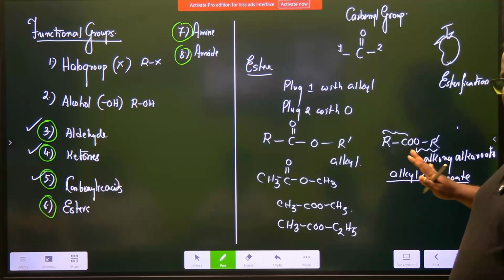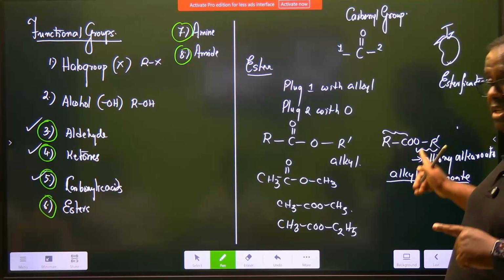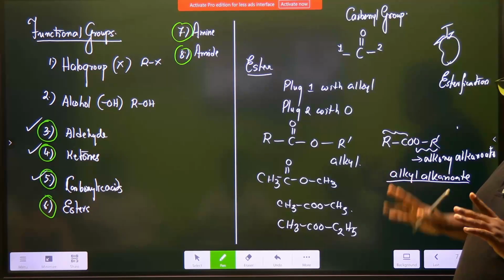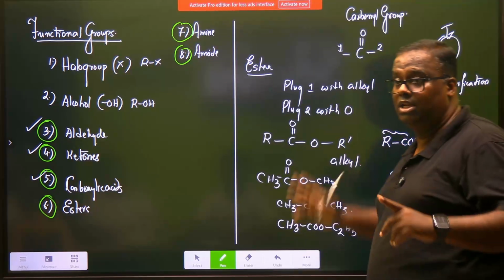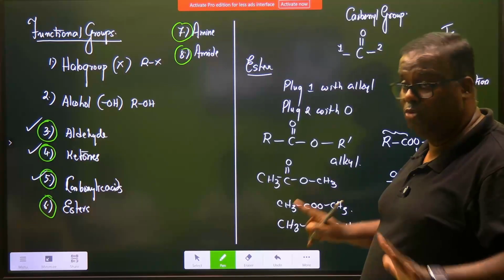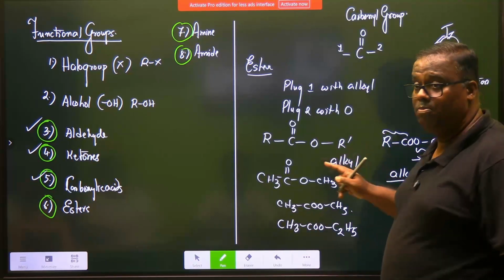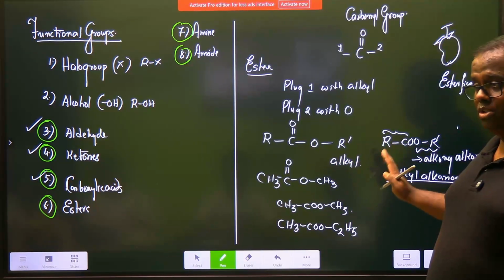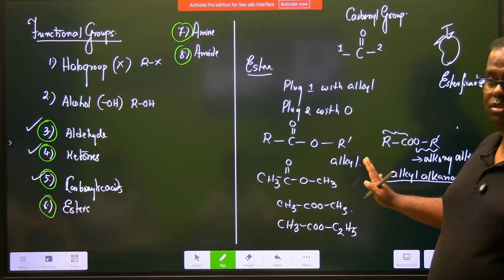Samajh mein aaya ki nahi? Don't give me blank faces. Either you understand or you tell me. Otherwise, it will be difficult when the reaction is written and they ask you to predict which alcohol should be used to get this ester. Zero milega usme. If you have not understood, please spell out. Have you understood the naming of ester or not?